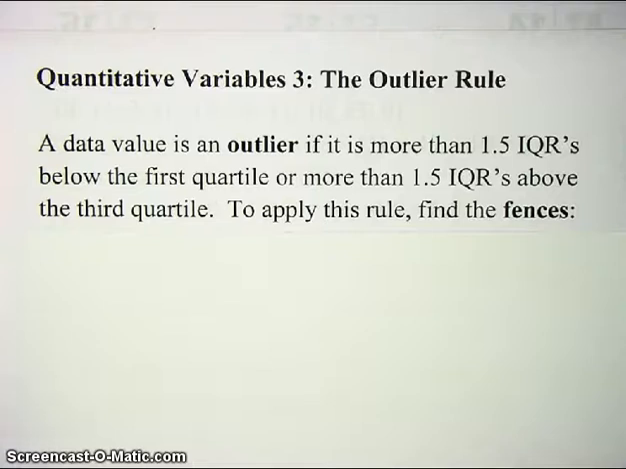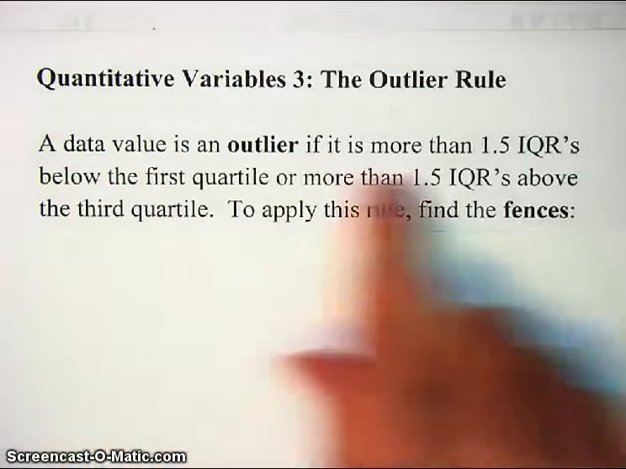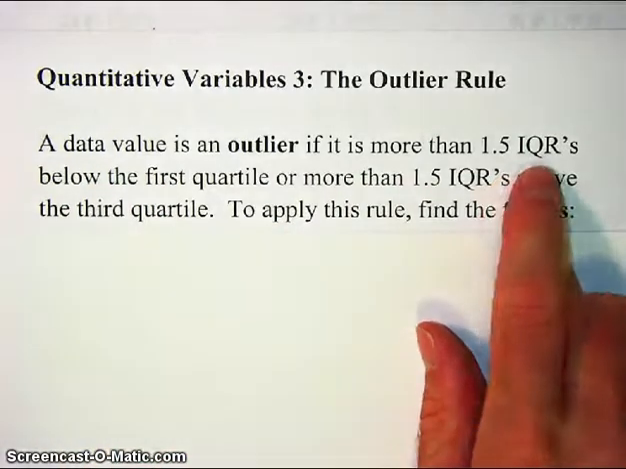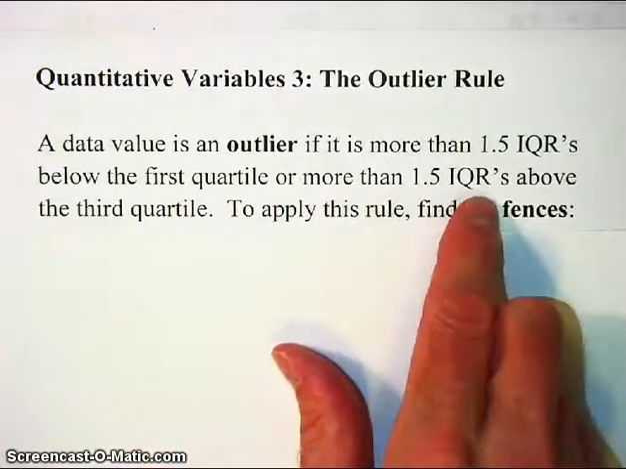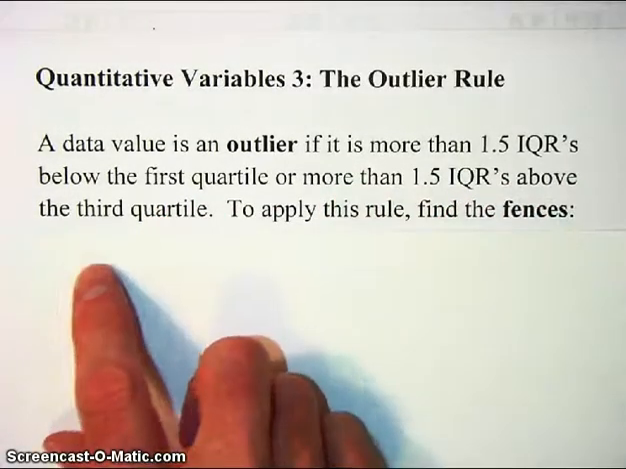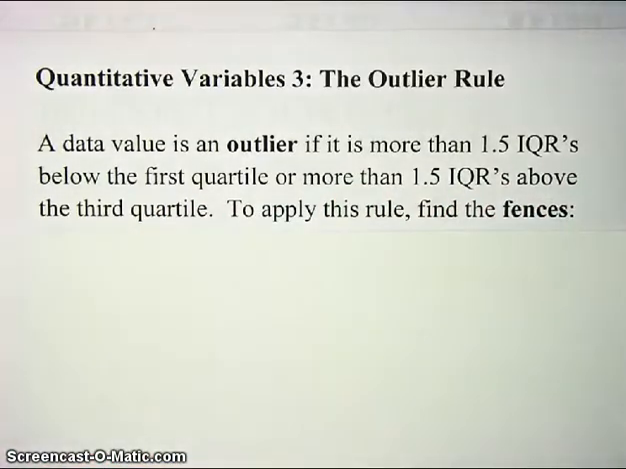And here's the rule. A data value is an outlier if it is more than 1.5 IQRs below the first quartile or more than 1.5 IQRs above the third quartile. Now, these values, the first quartile minus 1.5 IQRs and the third quartile plus 1.5 IQRs, put the boundaries on the data that are not outliers. And anything that's outside those boundaries is called an outlier.